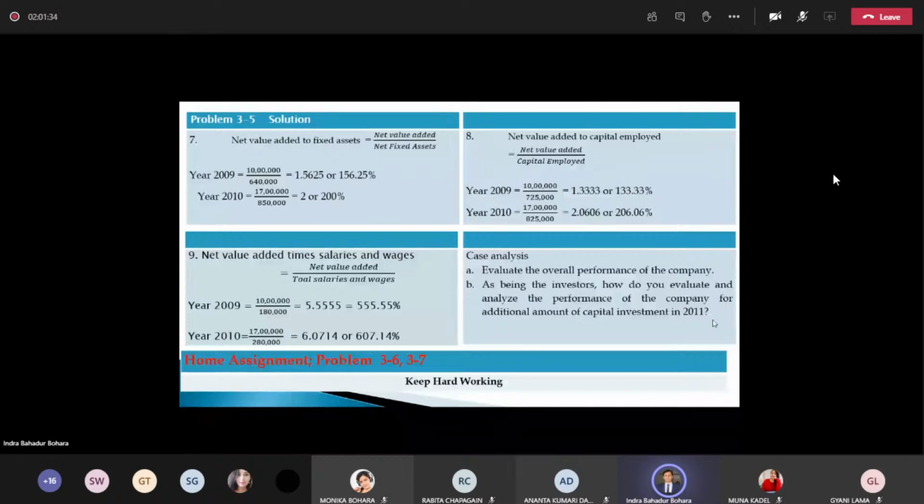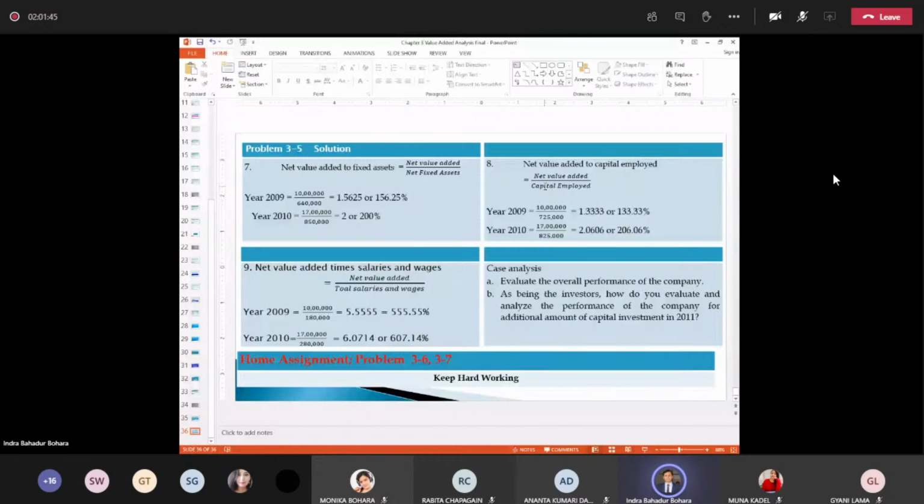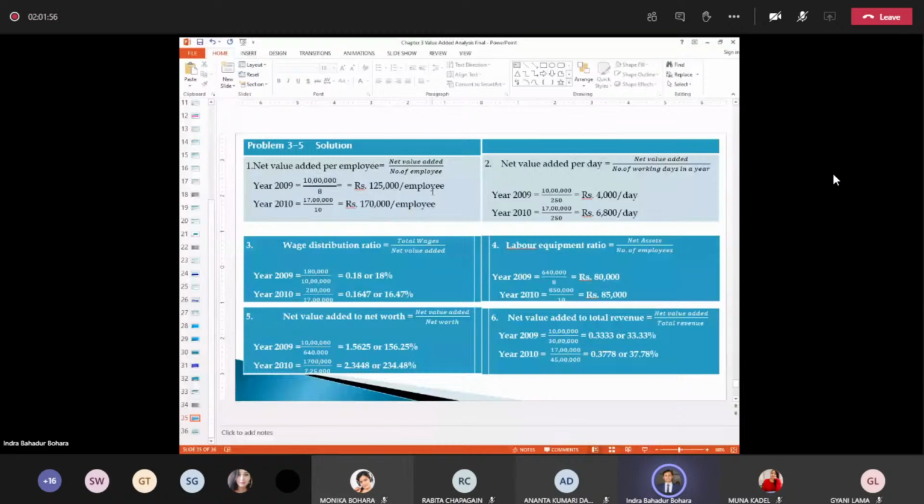With respect to investment, the capital employed, it has better net value added. With respect to fixed assets, the owner looks at that. With respect to fixed asset, value added is increased by about 40%, 44%. Net value added per employee is increasing. Number of employees is slightly increased, but value added is increased by a huge amount per employee.